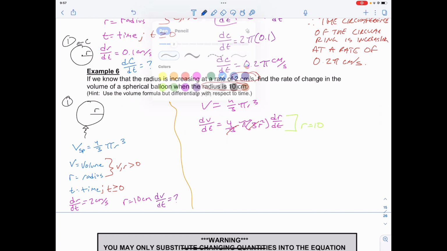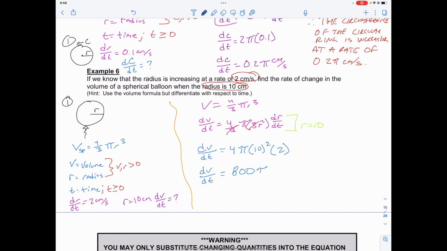So we're going to sub into that differentiation and say that dV over dt is equal to 4 pi times r squared, or 10 squared, times dr over dt, we already know is 2, which means that dV over dt is going to equal 800 pi. And because this is a volume and my radius was in centimeters, my volume would be in centimeters cubed. And this is in relation to the time, which is being measured in seconds.